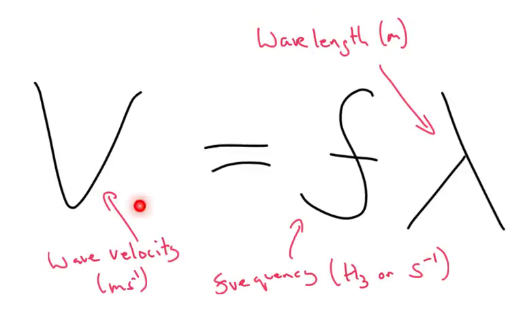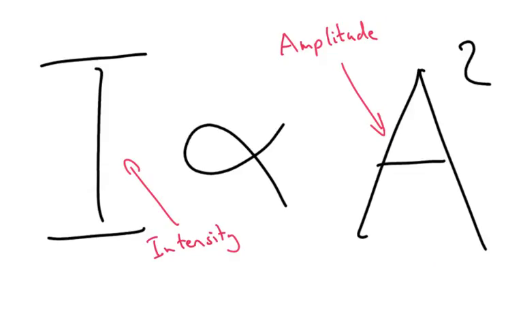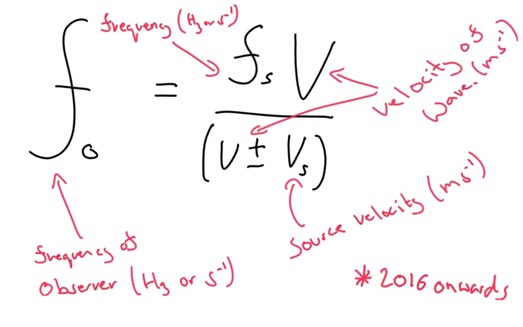Wave velocity, measured in meters per second, is equal to frequency, which is measured in hertz or per second, multiplied by wavelength, which is measured in meters. Intensity is proportional to amplitude squared. This is the equation for the Doppler effect and is only required from 2016 onwards.